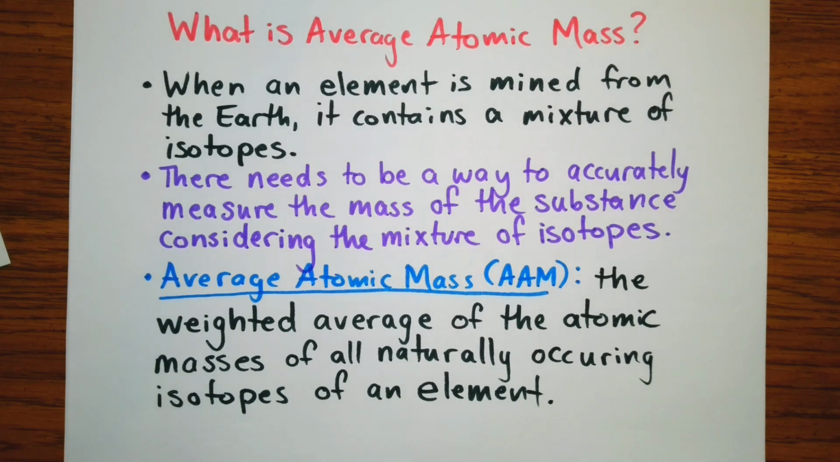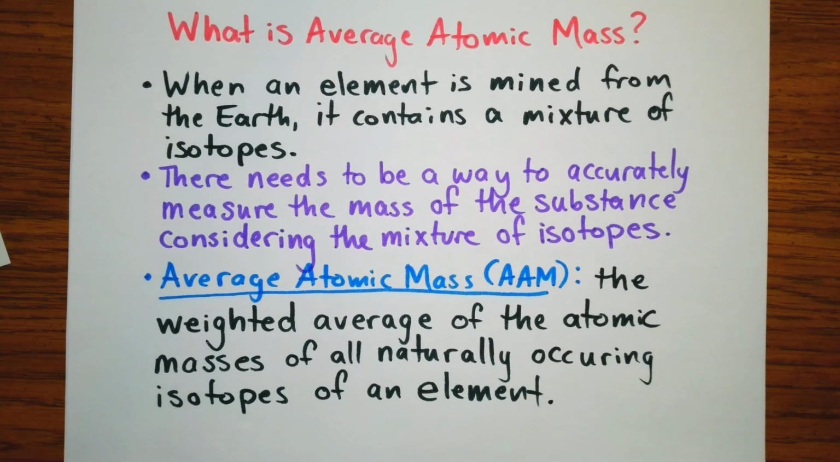So when an element is mined from the Earth, it contains a mixture of isotopes. Well, we know that isotopes have different masses. And it's really important in chemistry that we are able to measure things very accurately and precisely. So there needs to be a way to accurately measure the mass of the substance considering the mixture of isotopes. We do this through average atomic mass. I abbreviate it as AAM here.